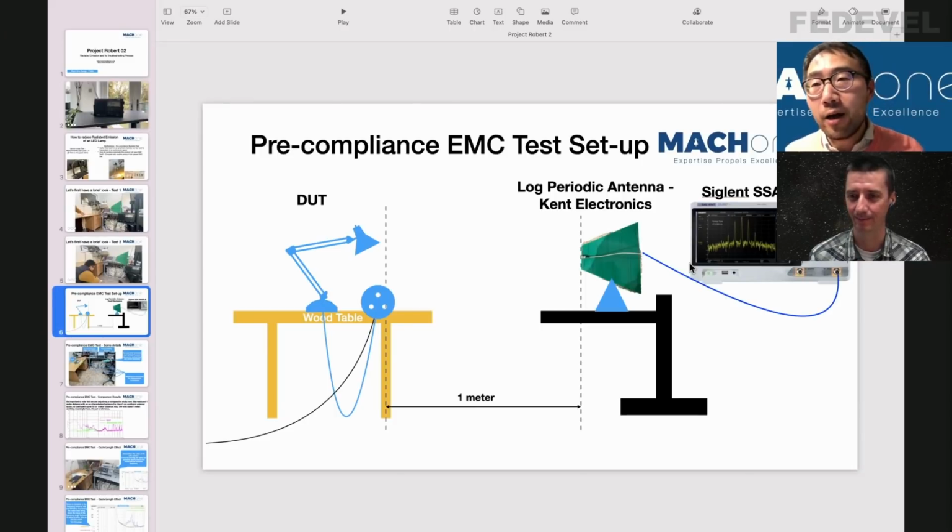As I said, this is a very simple pre-compliance test setup, which I hope lots of people can reproduce in their office or in their lab. But if you send this to an accredited EMC lab, they will have a 3-meter distance with a big antenna, and they will do it properly. Can you buy these antennas, or where did you get the antenna? Yes. This particular antenna, I'll show you in the next slides.